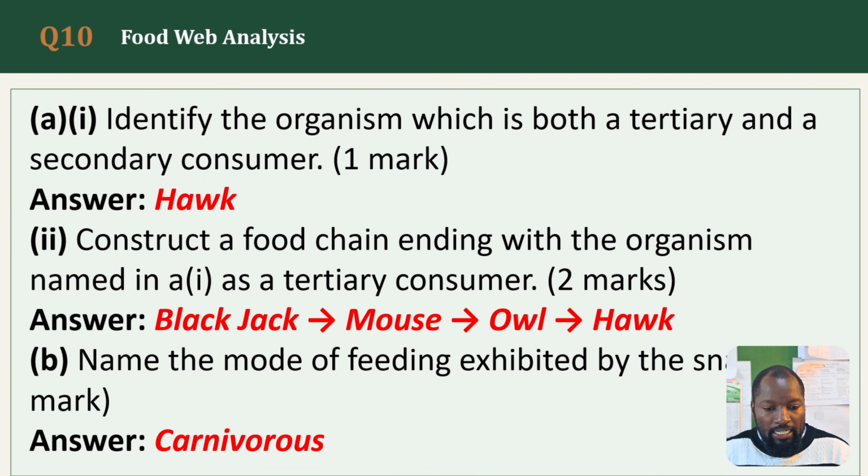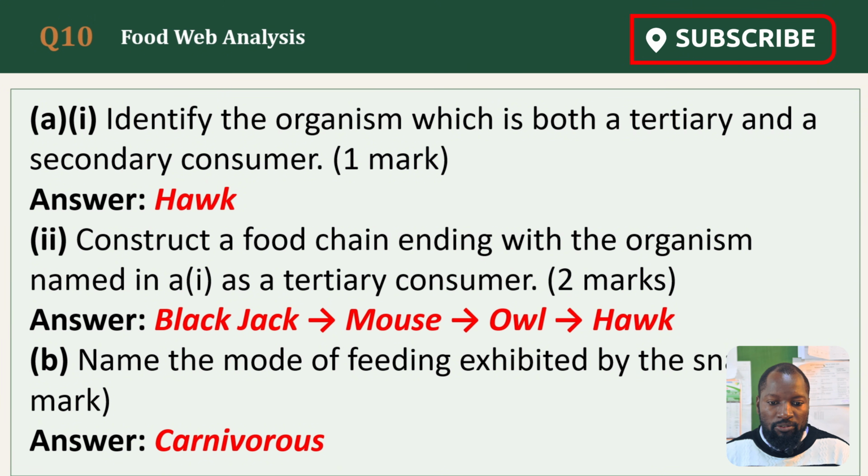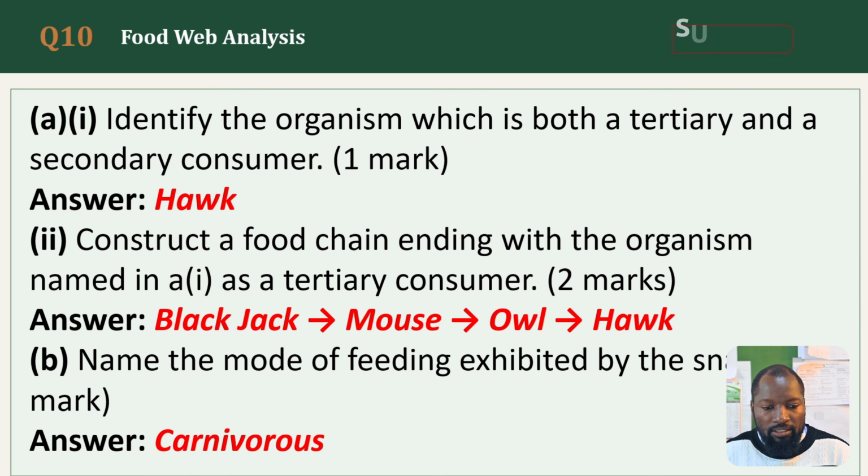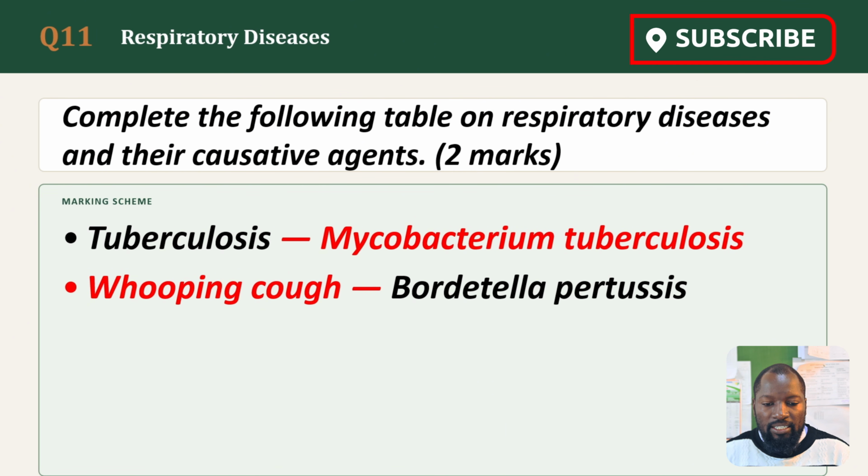Then question number B, name the mode of feeding exhibited by the snake. So we look at the snake. In this case, the snake is feeding on frog, and also it's feeding on birds. So in this case, it's just a carnivore. It's carnivorous because it's feeding on animals, on fellow animals. Question number 11, complete the following table on respiratory diseases and their causative agents.